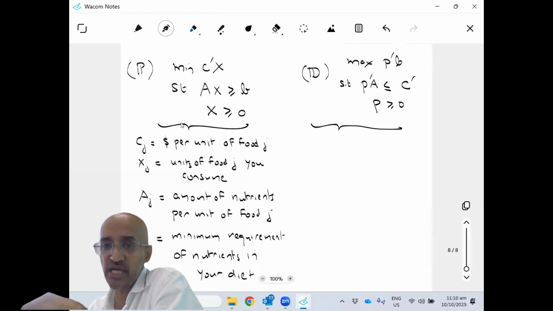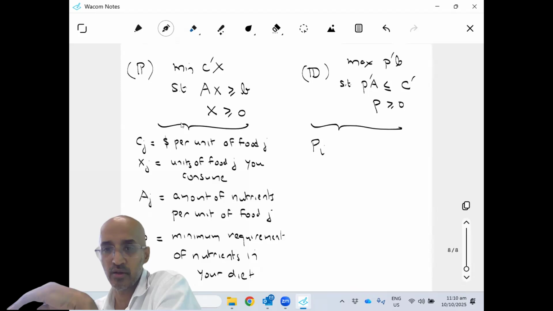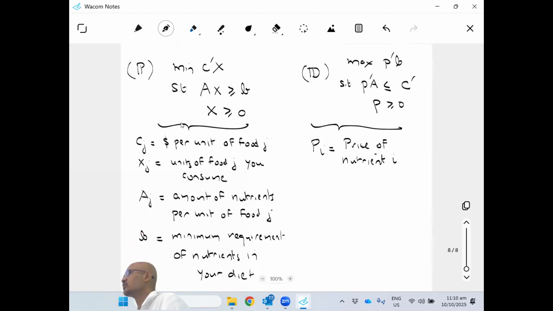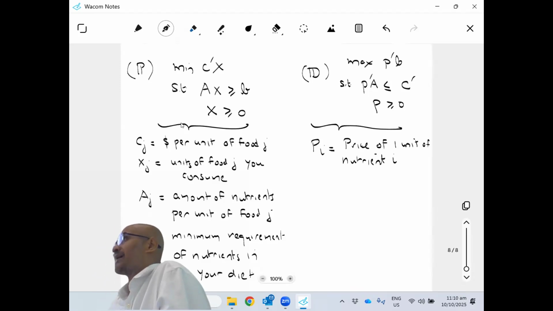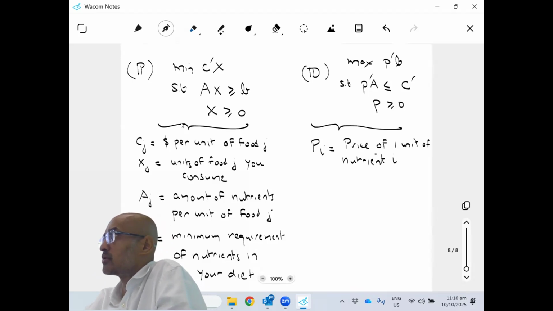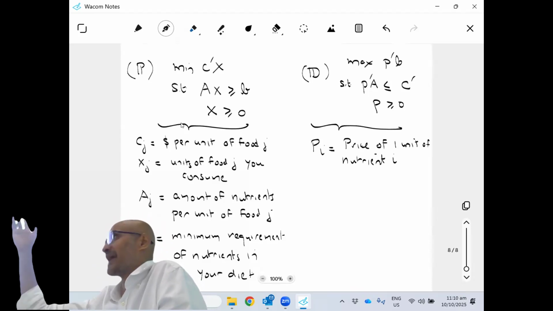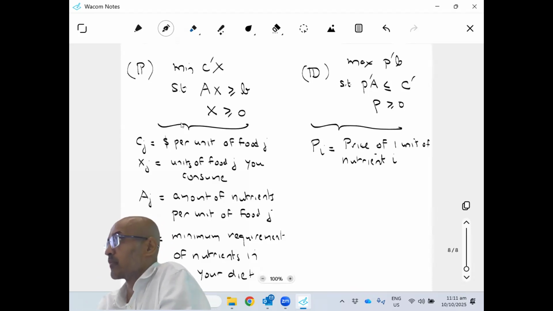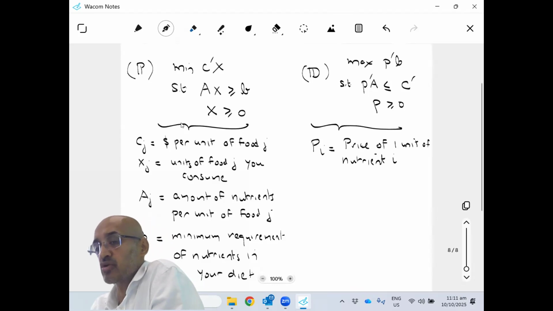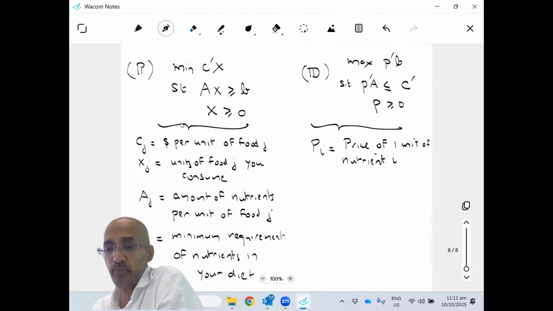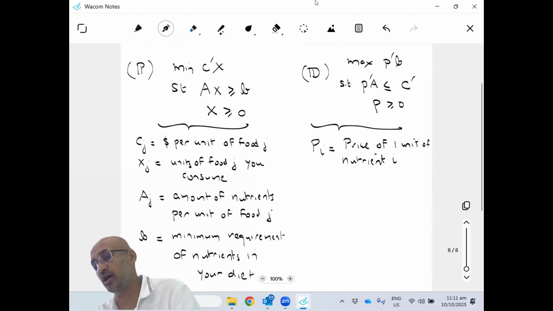So you can interpret Pi as the price of one unit of nutrient i. You may not be able to go and ask for one unit of protein, or one unit of, I don't know, one calorie. But suppose you could buy in this nutrient market directly. What would the price of the nutrient be? How should these nutrients be priced? So how do you interpret the constraints?